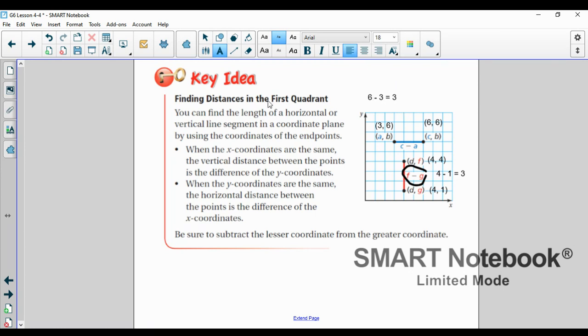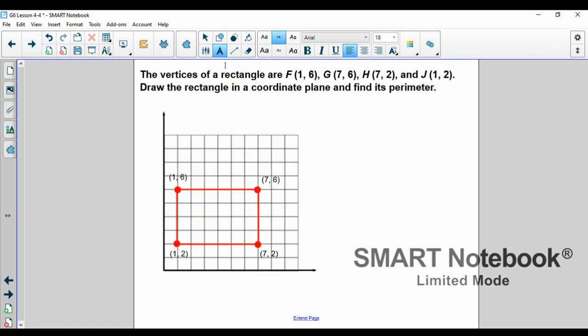Okay, so that's basically what we're saying and how we find these. All right, so let's take a look. So here it says the vertices of the rectangle. I already put the ordered pairs in. I didn't necessarily put the letters in.